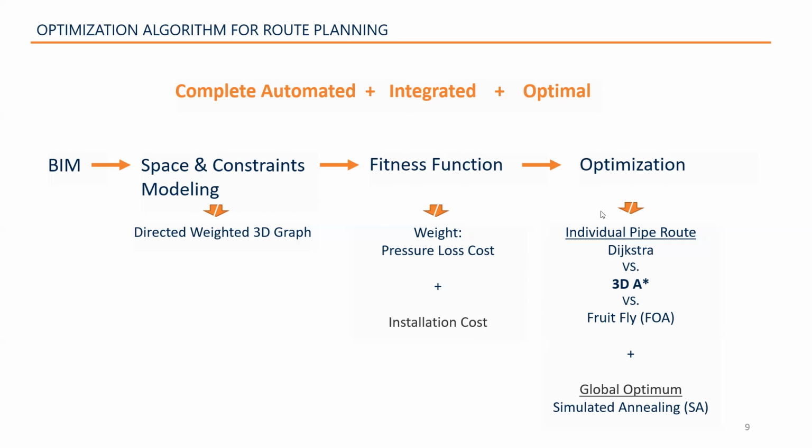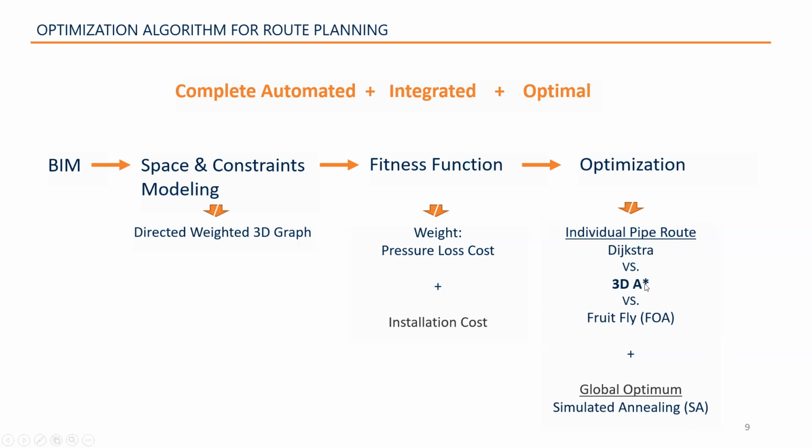For individual paths, Dijkstra's algorithm and two heuristic algorithms, which are 3D A stars and fruit fly, are implemented, and the overall costs are compared between these three algorithms for individual PEP routes. Then simulated annealing, SA, is used for the global optimum.